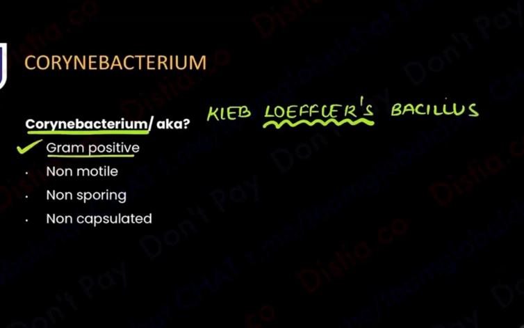I've already told you it's a part of the mnemonic McDonald's. This means they are gram-positive. And after that, it has nothing special about it. No motility, no sporing, no capsule, nothing special. The only special point is that it is a part of the mnemonic McDonald's. That's about it. So diphtheria, diphtheroids are gram-positive.